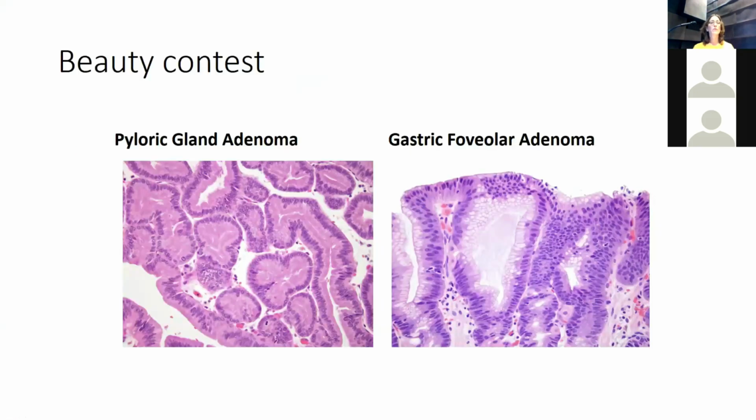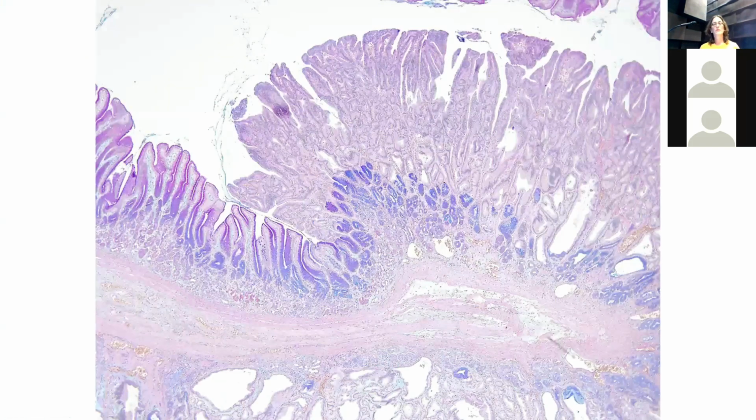So to line them up for a beauty contest, the pyloric gland adenoma below the surface, ground glass cytoplasm, the foveolar adenoma on the surface, with an apical mucin cap that's perfect in every cell. This is a small bowel pyloric gland adenoma that's right at the junction of the antrum and the small bowel. You can get a lot of gastric heterotopia in the duodenum, and it can give rise to the full complement of gastric polyps that you can see in the stomach. So it's kind of a cool thing.